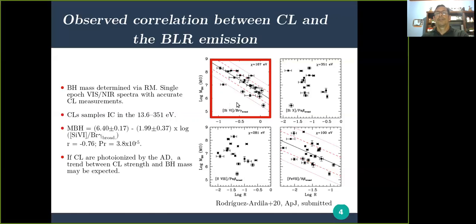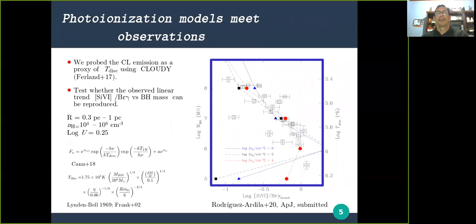For the case of silicon 6 and the mass of the black hole, we found a very tight correlation that can be represented by this relation here. For the other lines, the correlation is weak. But if this correlation is valid, we can use it as a way of weighing black hole masses in galaxies, because of this very tight correlation, very similar to the M-sigma relationship already known to everybody. So we here use photoionization models in order to explain this very nice correlation.